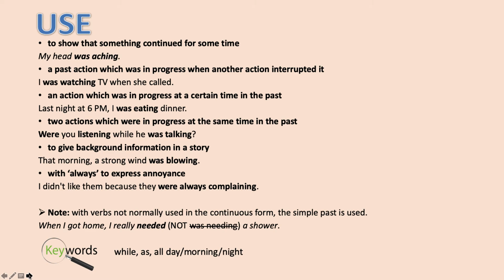And some signal words that we use with the past continuous are: while I was sleeping, as I was sleeping, all day, I was sleeping all day, I was sleeping all morning, all night, I was working all night, etc.